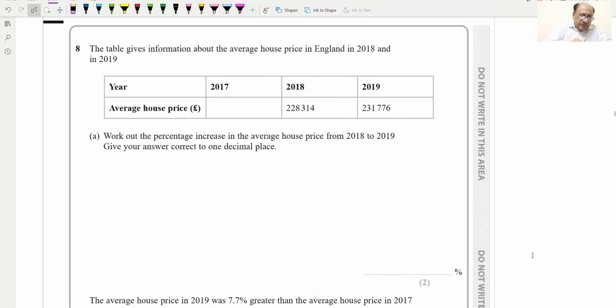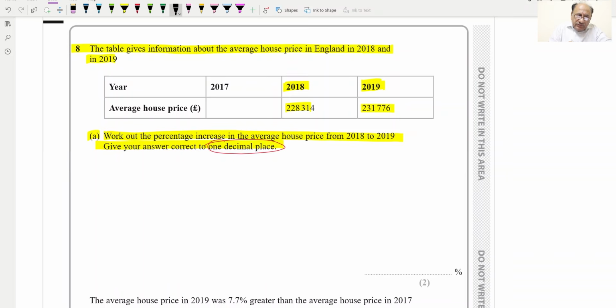Now question number 8 says the table gives information about the average house price in England in 2018. This is 2018, and in 2019 it is this one. So these are the prices. Part A: work out the percentage increase in average house price from 2018 to 2019. Give your answer correct to 1 decimal place.